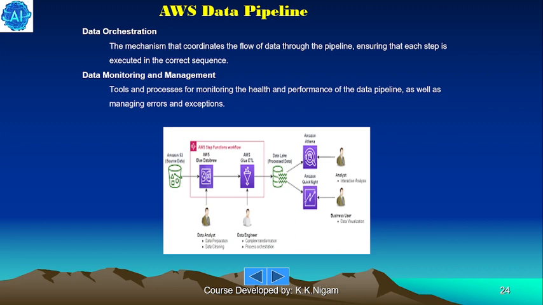Data orchestration, the mechanism that coordinates the flow of data through the pipeline, ensuring that each step is executed in the correct sequence. Data monitoring and management, tools and processes for monitoring the health and performance of the data pipeline as well as managing errors and exceptions.